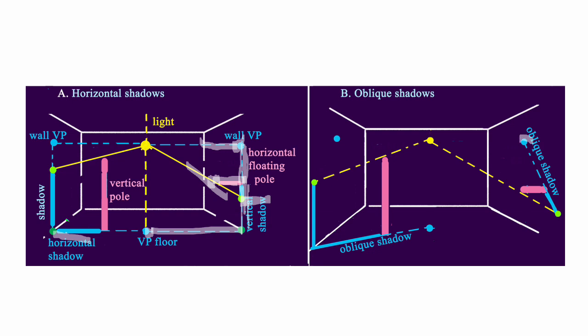Now, most of the time, though, the shadows don't follow the wraparound. And so in this case, we have the wall vanishing point going through the base of the pole, creating an oblique shadow, and it ends here at this green dot.